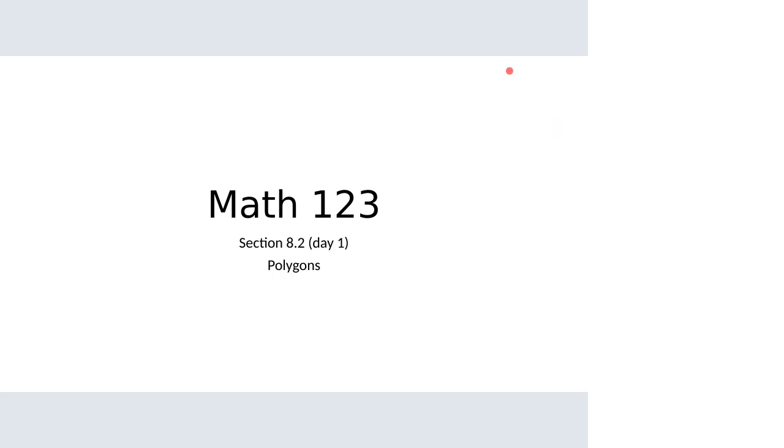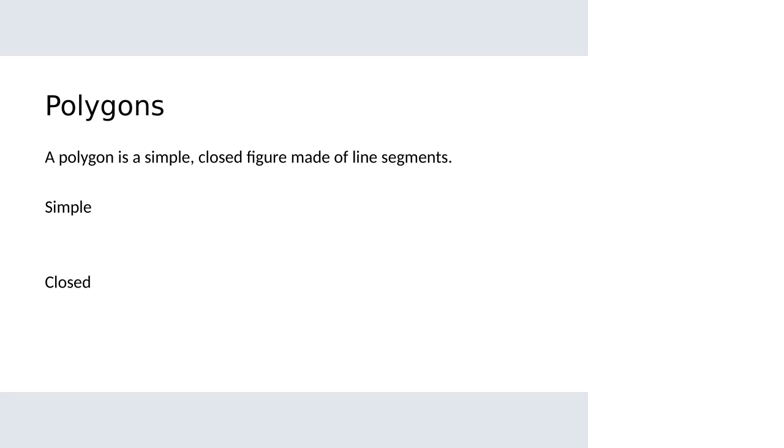Okay, we're talking polygons today. And before we can really talk about a whole bunch of different types of polygons, we need to define what a polygon is. A polygon is a simple closed figure made up of line segments.